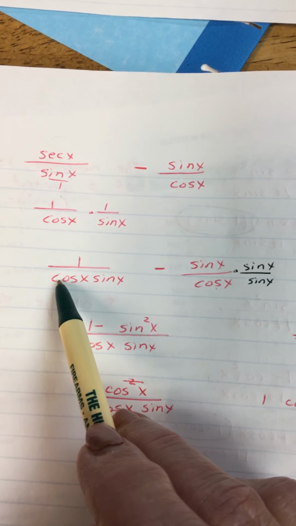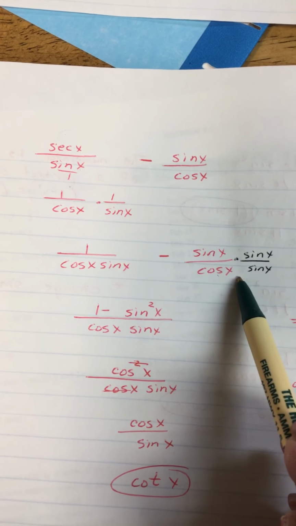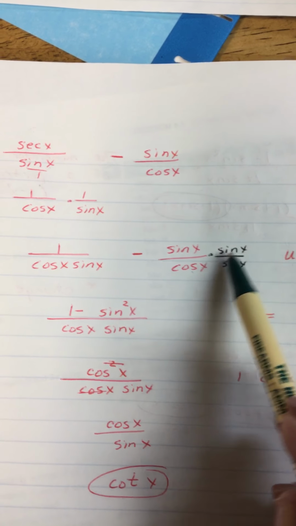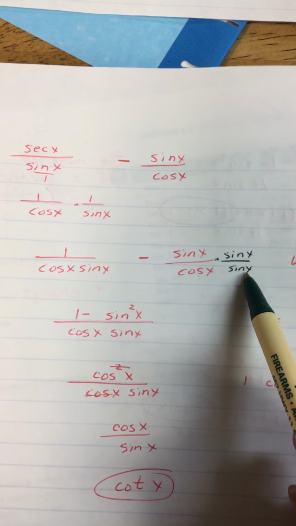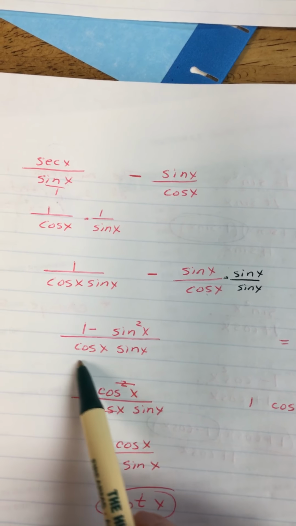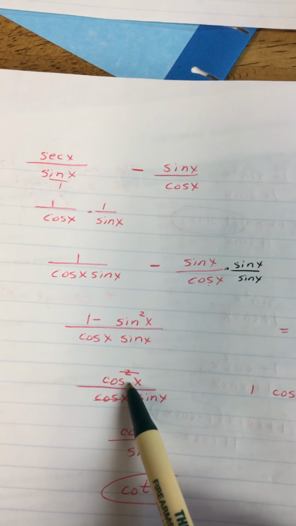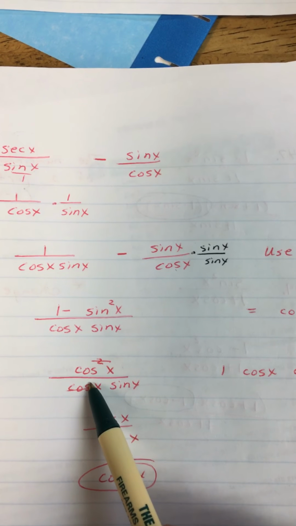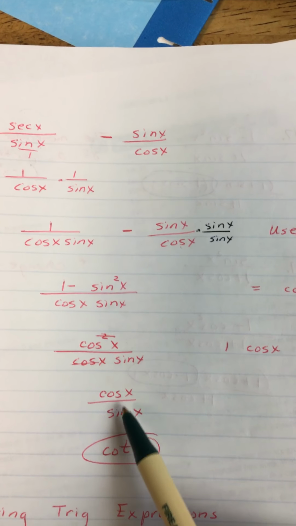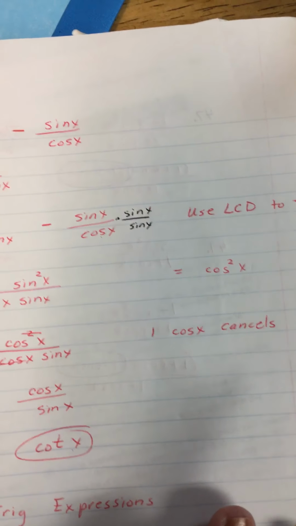Just like one of those previous problems, if I want to subtract these, I have to have a common denominator. So I need this extra sine x to show up in this denominator. So I'm multiplying by sine x over sine x, which gives me sine squared in the top, leaves me with my common denominator on the bottom, and 1 minus sine squared x becomes cosine squared x. One of the cosines will cancel with one of the ones in the numerator, and I'm left with cosine over sine, which you should recognize as cotangent.